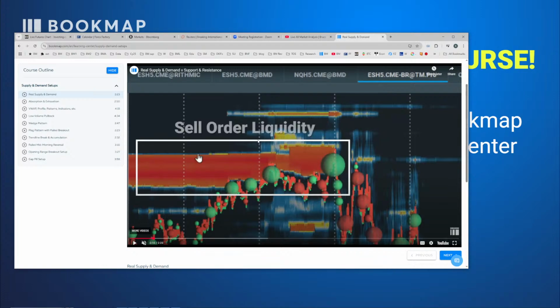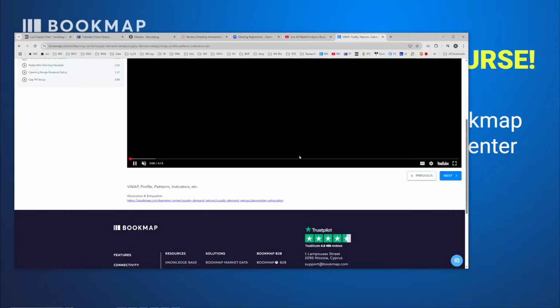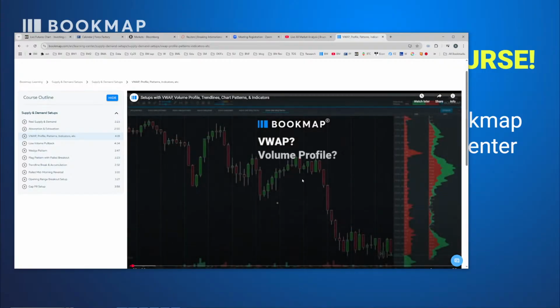So we start with something like this, then we get into different setups. For example, if you might be a VWAP trader, volume profile trader, or trend line trader, or patterns, or even indicators, we'll go through examples of how you can apply your style of trading to Bookmap, and the additional insights you're going to get. This is a great video to watch if you want.